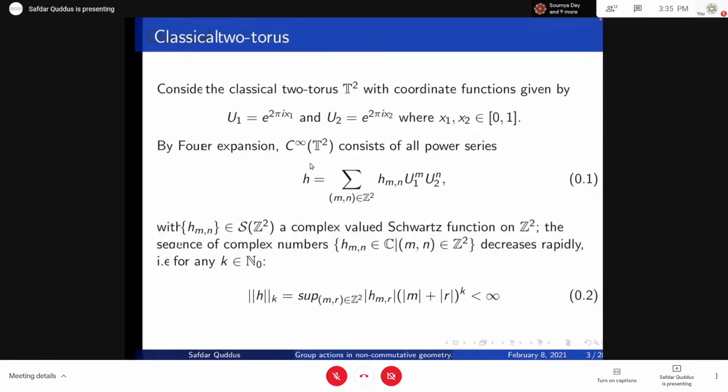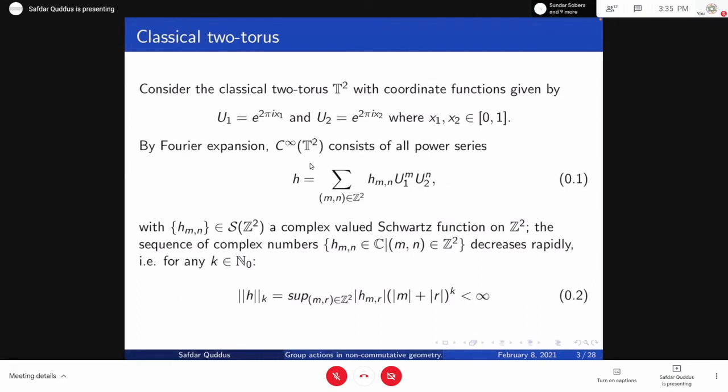So we have some examples. Firstly, the classical two torus, which is very well known. The classical two torus is basically the plane mod the lattice, and we have the coordinate functions x1, x2. Any smooth function on this torus can be represented in terms of the coordinate functions e to the power 2 pi i x1 and e to the power 2 pi i x2.